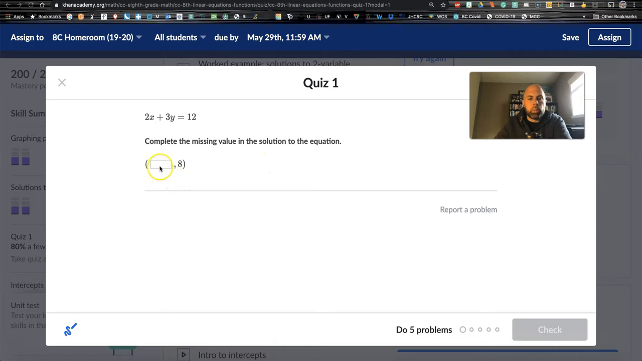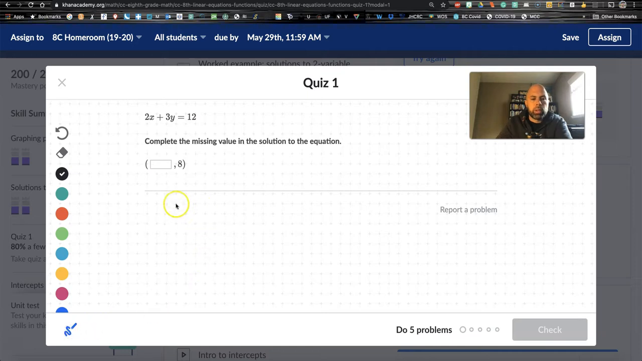Now keep in mind with ordered pairs, the first value is always x, the second value is y. Alright, so we are given y, so we can plug 8 into this y value here. This should be fairly straightforward. Let's see what happens. 2x plus, now let's just do the math. Can we do the math together? 3 times y, y is 8, so this is 24, right? 24 equals 12.